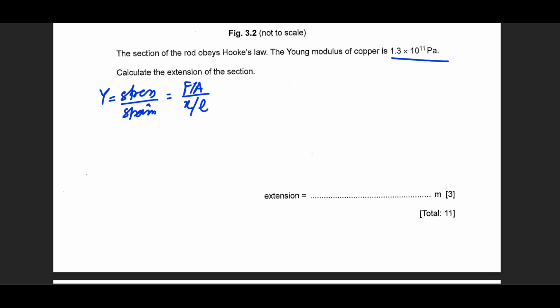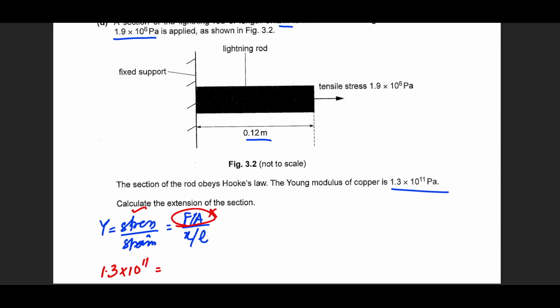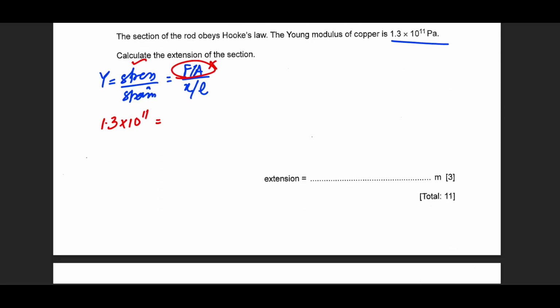Now, since every value is given to you in full format, we don't need to use this formula. We can use this one. So the Young modulus is 1.3 into 10 raised to power 11. The tensile stress given in the question is 1.9 into 10 raised to power 6, divided by the strain. Take strain over there and bring the modulus over there. So strain is calculated as 14.6 into 10 raised to power minus 6.